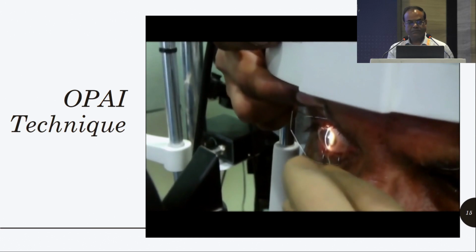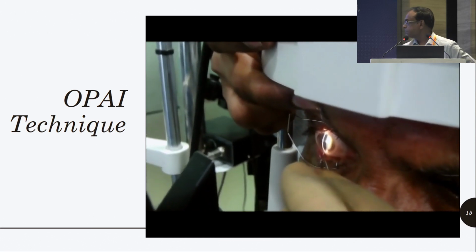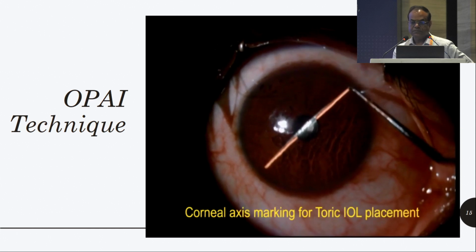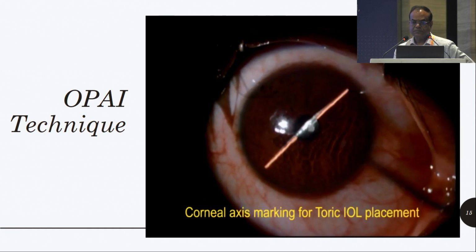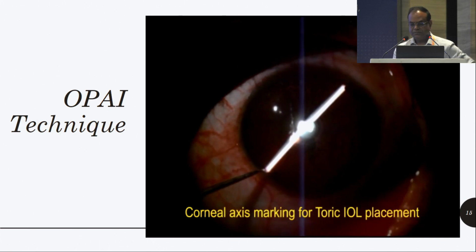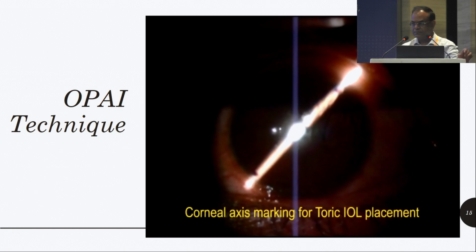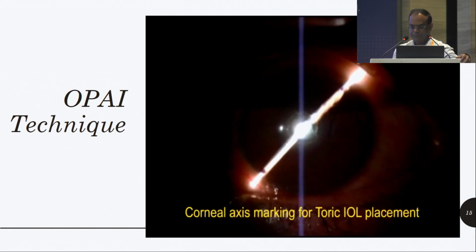These are the 2 marks. This is how we can mark 2 points 180 degrees apart for placement of the lens. This is the axis marks for toric IOL placement.